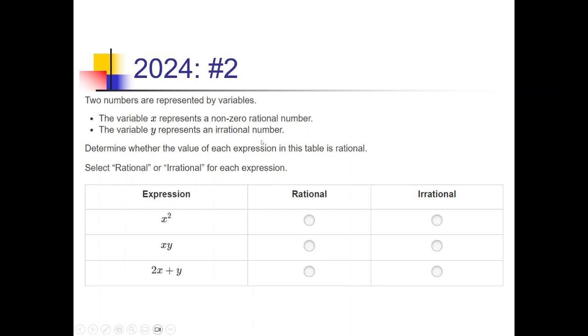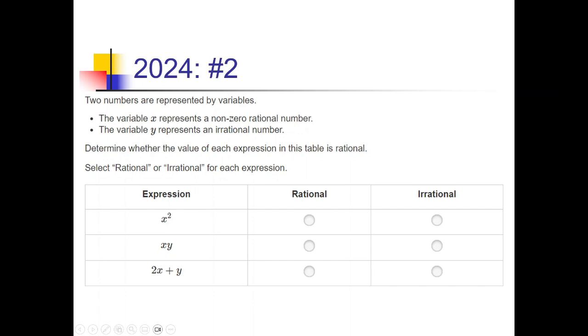For number 2, we have 2 numbers represented by variables. x represents a non-zero rational number, while y represents an irrational number. And we need to figure out whether the value of each of these expressions in this table is rational or irrational. I think the easiest way to do this is to pick 2 numbers that match those descriptions and see what happens when we do these various operations with them.